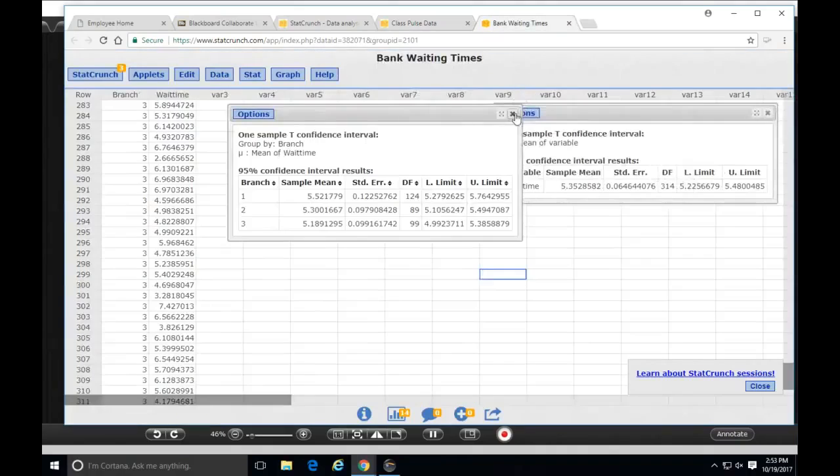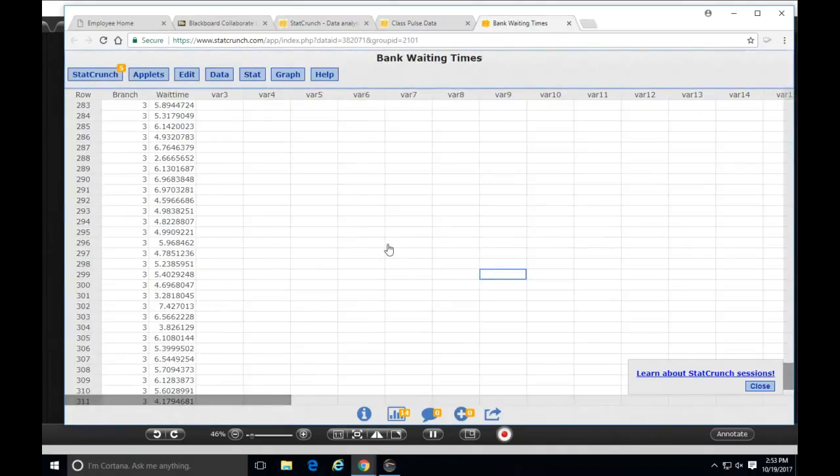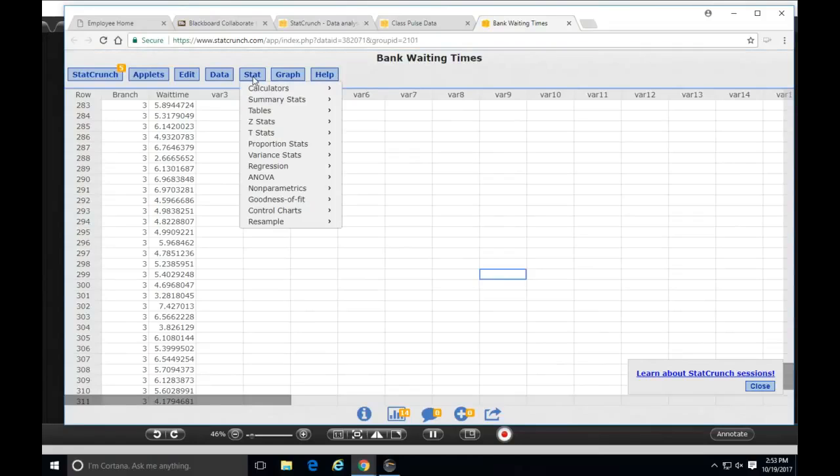Let's go back to this data set, and let's say that we wanted to find confidence intervals to estimate the standard deviations of the waiting times. So instead of estimating the means, we'd be trying to estimate the standard deviations. The thing that makes this a little difficult in StatCrunch is it doesn't have a specific procedure to estimate standard deviations. It has one for variances instead. If you remember, the variance is the square of the standard deviation. So we can use this, we just have to, at the end, take square roots of everything.